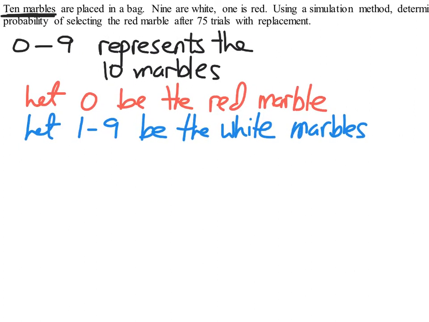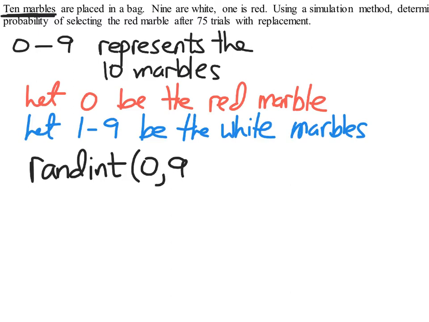All right, so what I would do is use a random integer function on my calculator, random integer, going from 0 to 9, and I would do that 75 times, and I would store all that into L1.